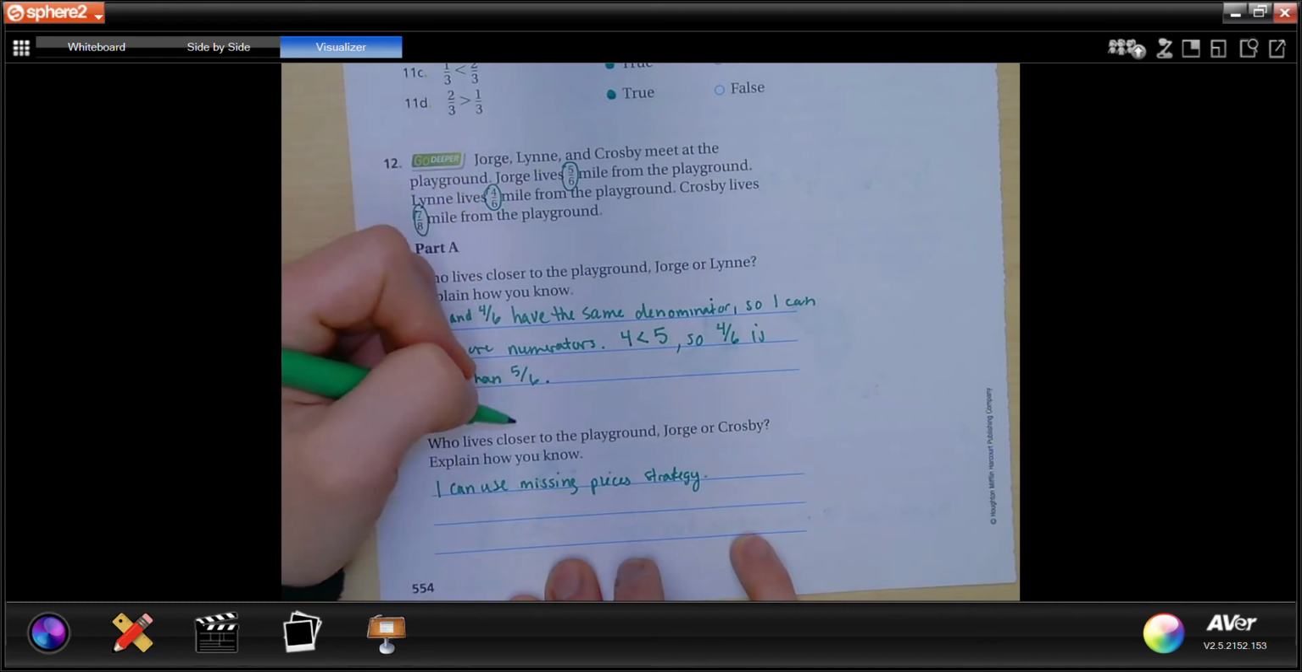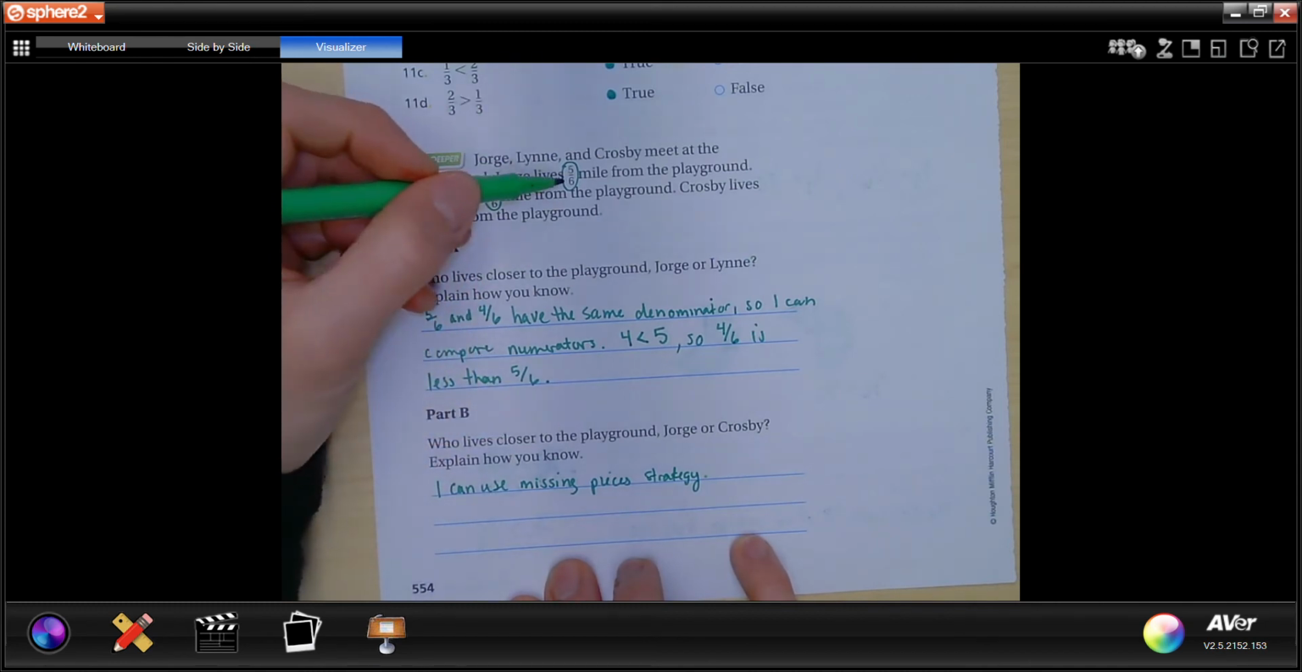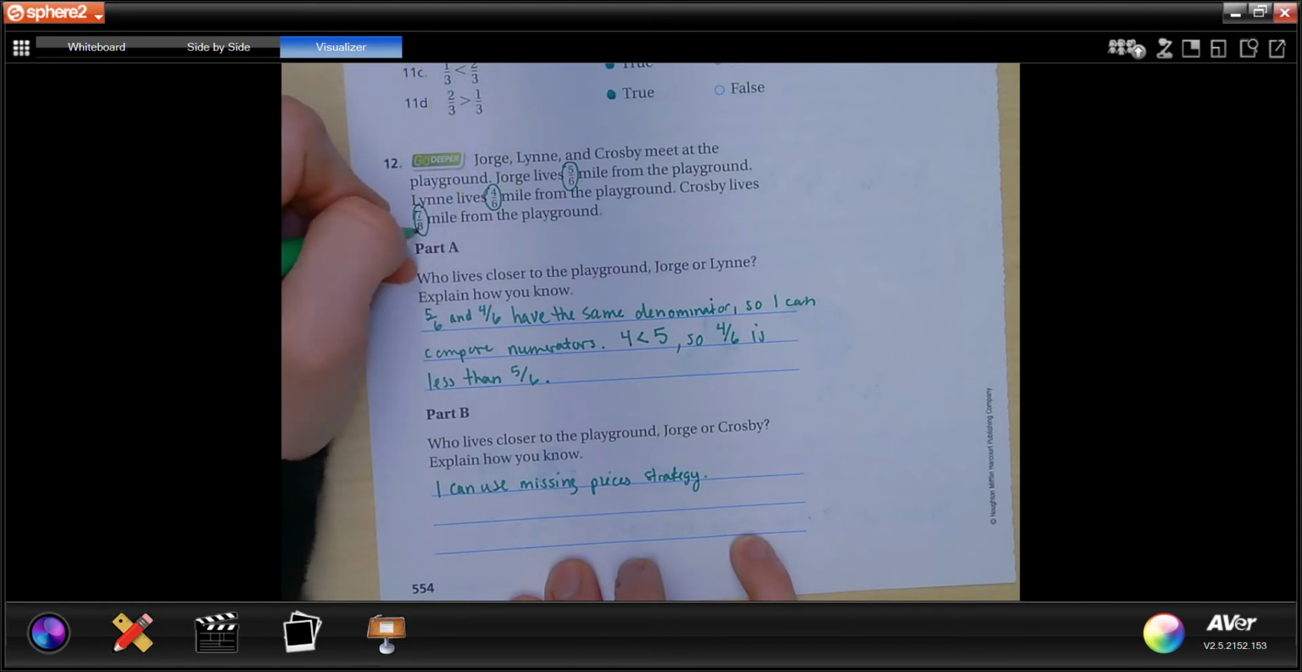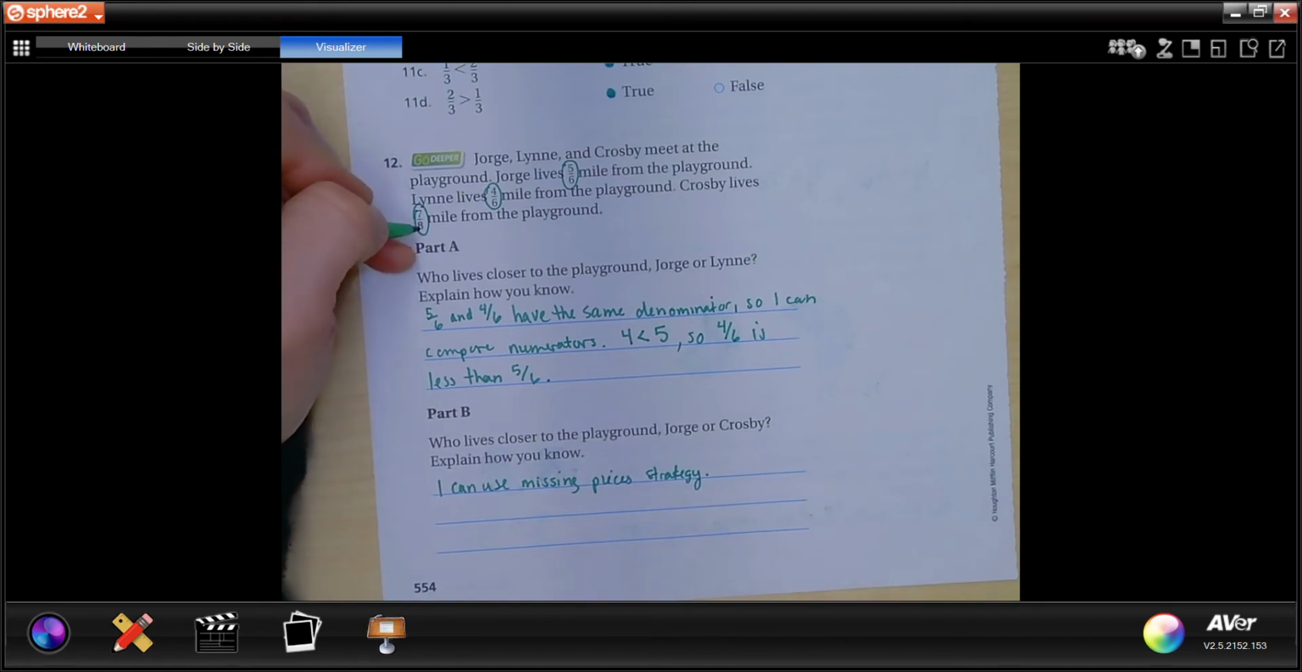So we know that 5/6 is going to have a larger missing piece because eighths are cut into smaller pieces since there's more of them. Excuse me. Hold on just a second.